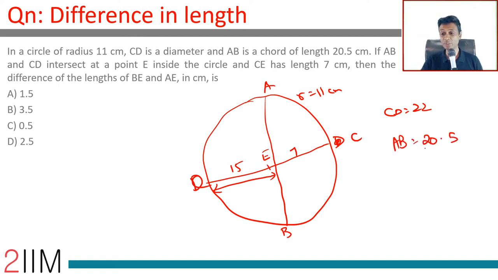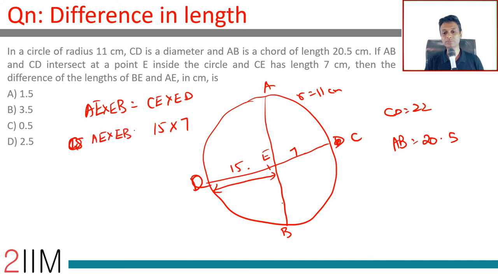And the difference in length between BE and AE, what is that equal to? The idea we use here is very important. AE into EB equals CE into ED. The product of rectangles formed by two intersecting chords is identical. This into this is this into this. You prove this using similarity, so give it a shot. But now we know that CE into DE, 15 into 7, is AE into EB. These two add up to 20.5. So two numbers adding up to 20.5.